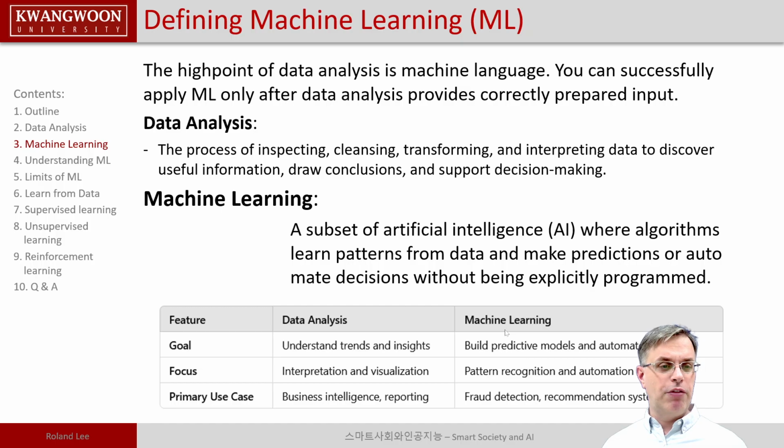And in the case of machine learning, this is a little bit different. It builds predictive models and automates decisions. Rather than statistics, it relies on mathematics, pattern recognition, and automation. So once patterns are recognized, these patterns can be used and applied or reapplied for other processes. And then that is fraud detection and recommendation systems such as shopping through Coupang.